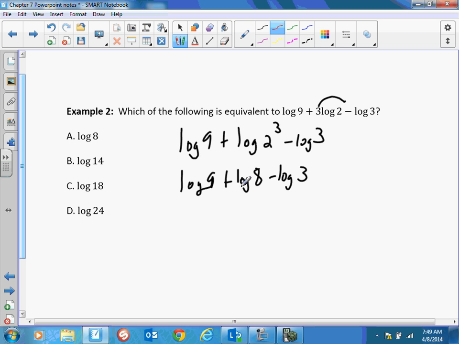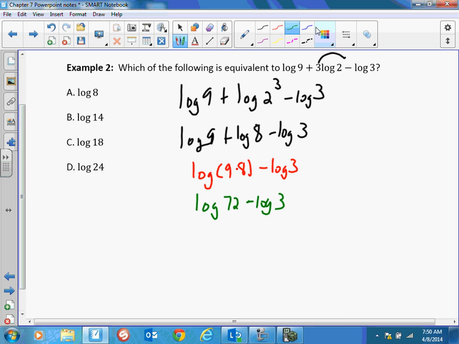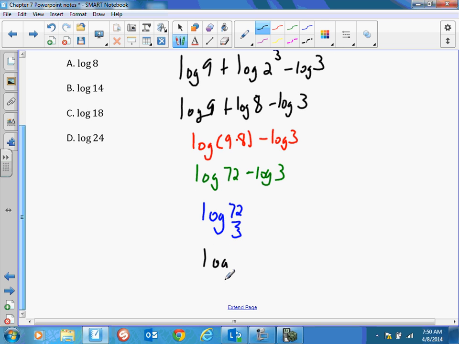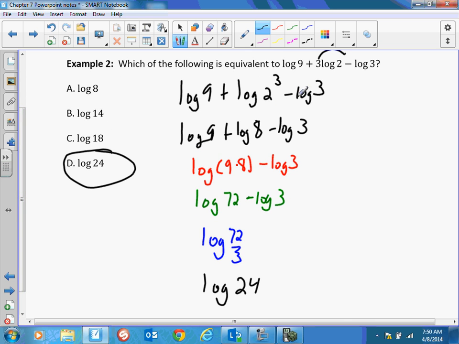Then from there, since it's a plus, we can write that as a single log and multiply it. So we have log, let's leave it as 9 times 8, minus log 3. Then 9 times 8 is 72. So we have log 72 minus log 3. Then since it's subtraction, we can write it as a single log and divide it. So log 72 over 3, which 72 divided by 3 gives us 24, which is D. Okay, so that's how you can rewrite as a single logarithm, just taking the steps. And you can do more of those steps in your head or a little bit quicker, but I just wanted to write out all the steps so you can see that.